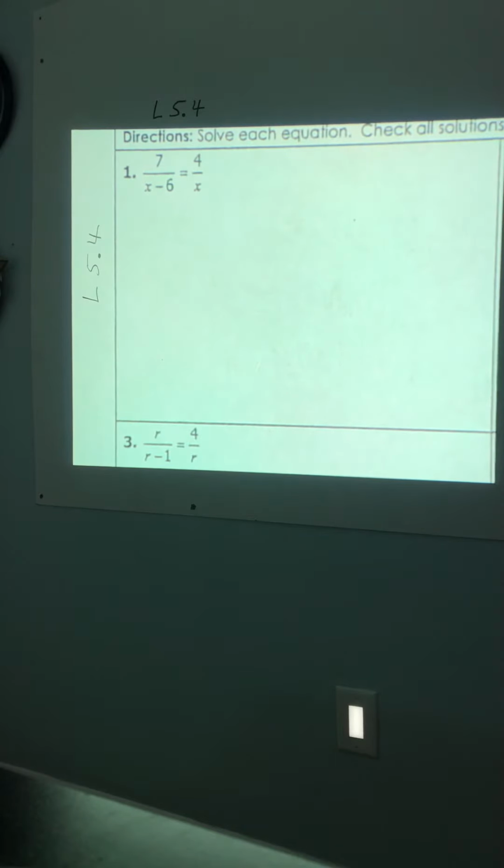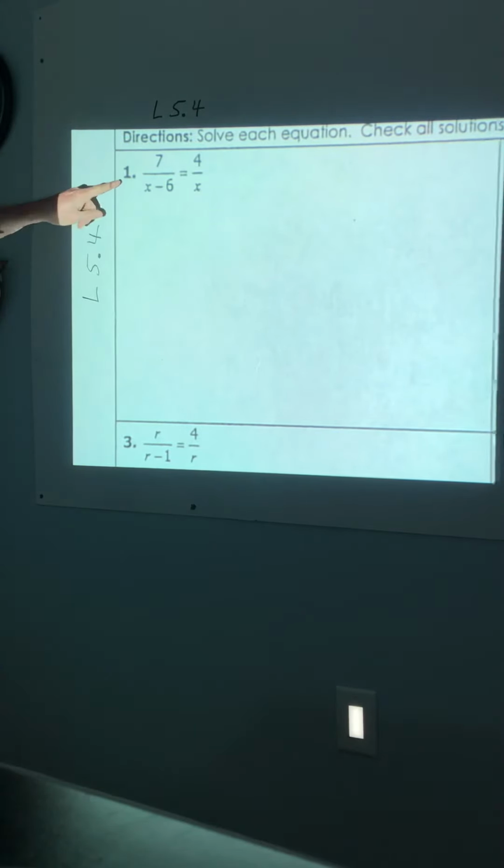Alright guys, welcome back. Today we have lesson 5.4, and just like everything we do in Algebra 2, no matter what the new chapter is, we end up doing equations with it, okay? So we're going to take these rational expressions and now we're going to go all the way and solve for x, okay?